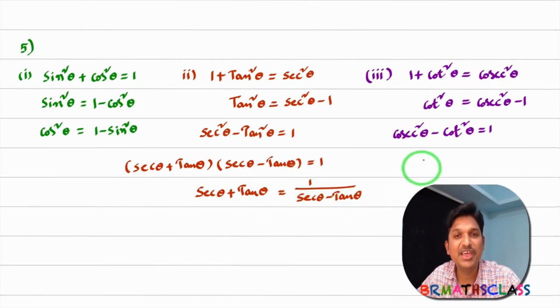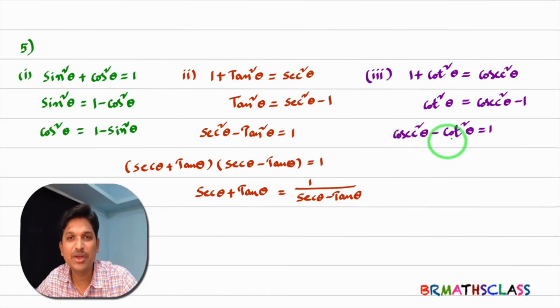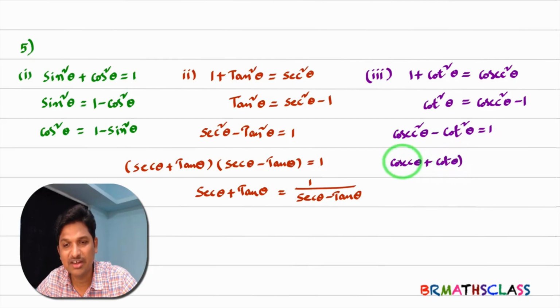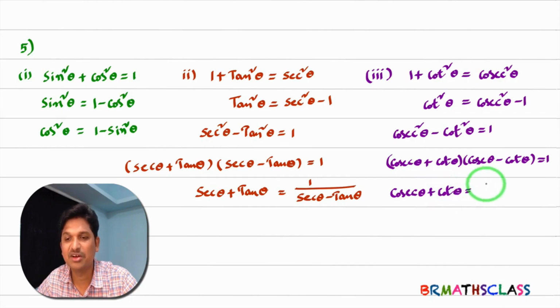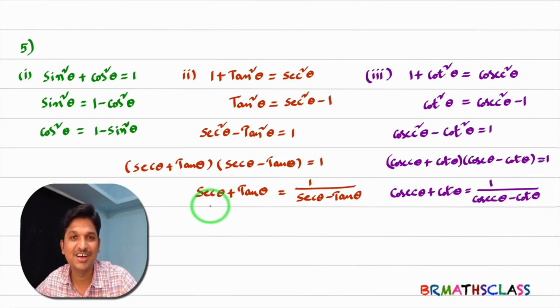In the same way, we can write for this also: cosecant square theta minus cot square theta equal to 1. It looks like a square minus b square. So what is the formula here? A square minus b square formula is a plus b into a minus b. So cosecant theta plus cot theta into cosecant theta minus cot theta equal to 1. From this you can write cosecant theta plus cot theta. What is cosecant theta plus cot theta? That equals 1 divided by cosec theta minus cot theta.